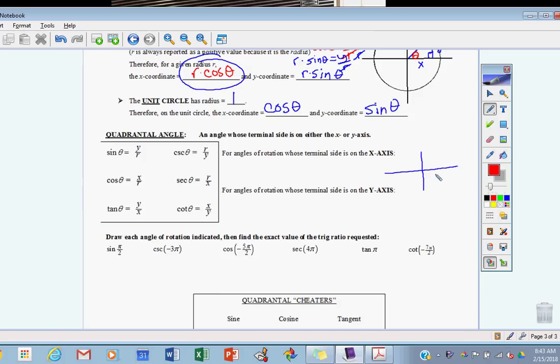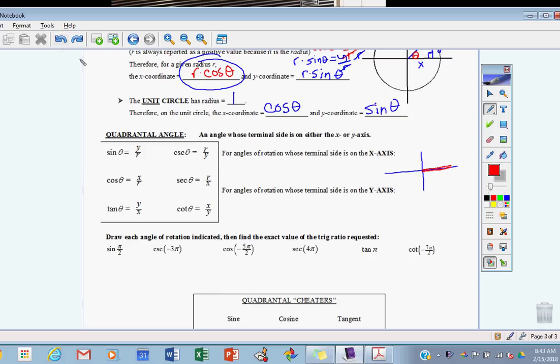Okay, not the initial side. Here's the initial side, okay? But what if this was also the terminal side? If I put the terminal side up here, we can drop down and make a reference triangle and life is good and we find ratios.